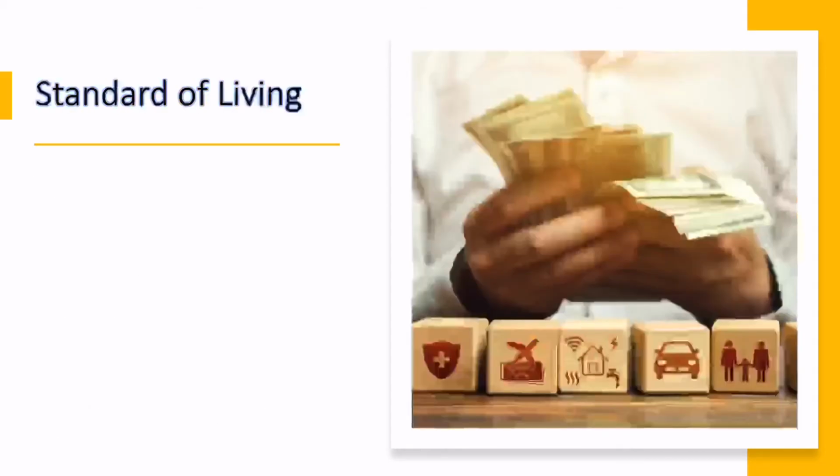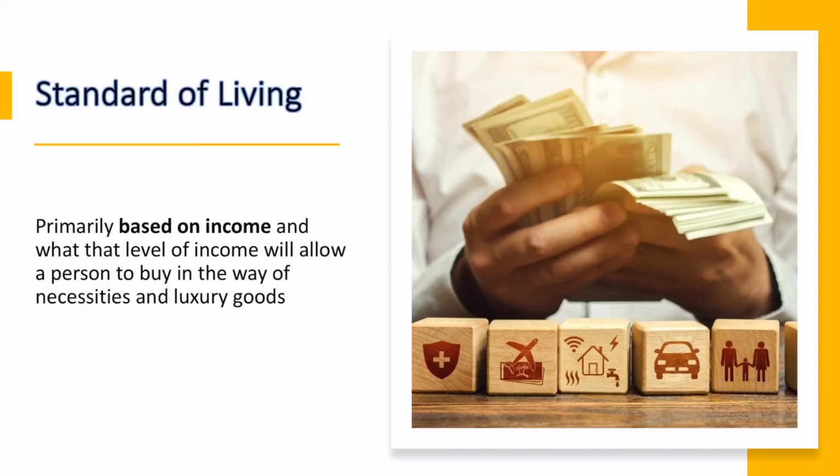Standard of living is a term that often gets thrown around with quality of life, but it is actually different. You can see from the picture here that it's largely based on income and what that income can actually give you. So what will it allow a person to buy in terms of actual products and goods, and that can be everything from what kind of house can I buy, what kind of food can I have access to, the entertainment, but also my personal transport.